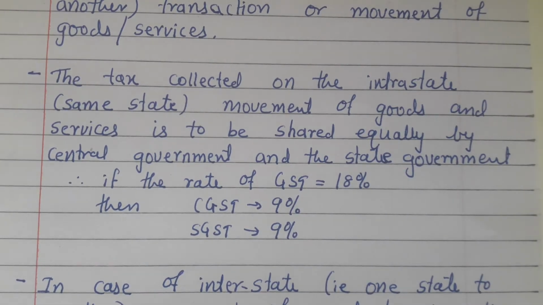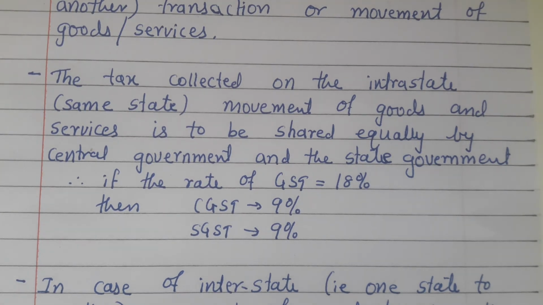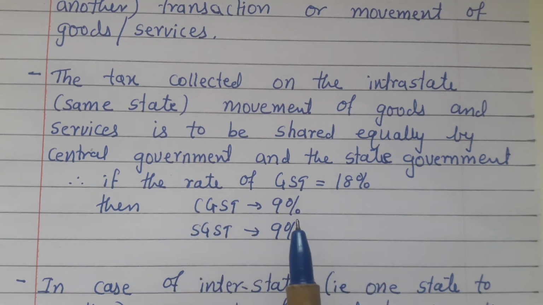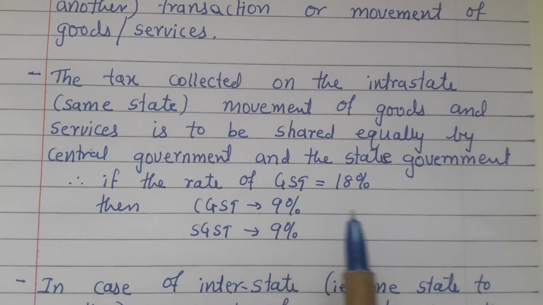The tax collected on intrastate, that is same state, movement of goods and services is shared equally by the central government and the state government. If the rate of GST is 18%, then CGST will be 9%, the central government tax, and the state or union territory government will get 9%, half of this. So they share the tax 50-50%.